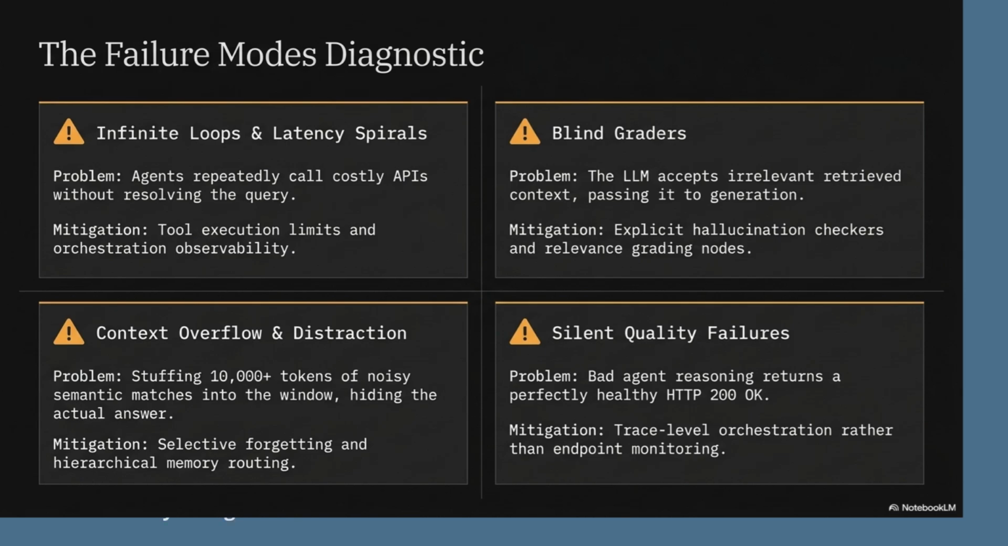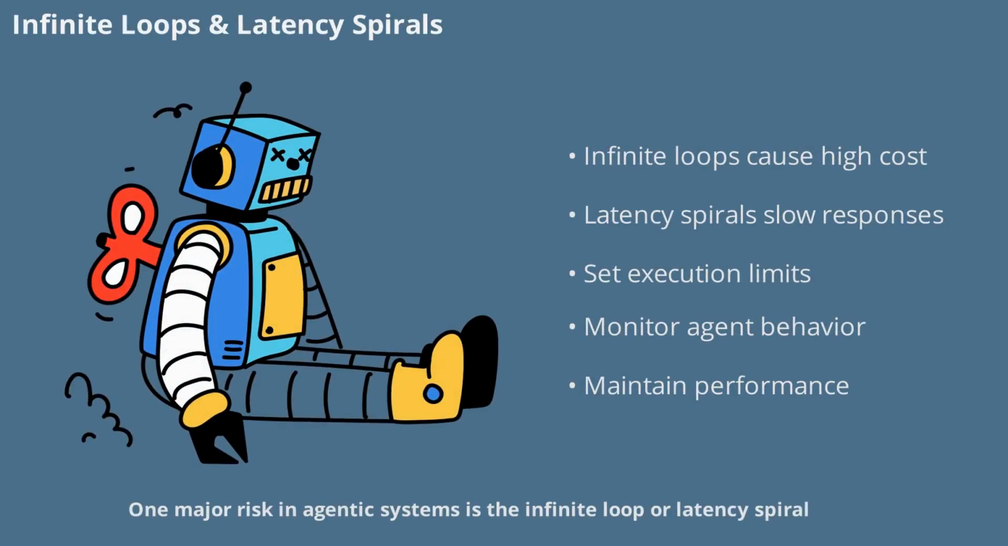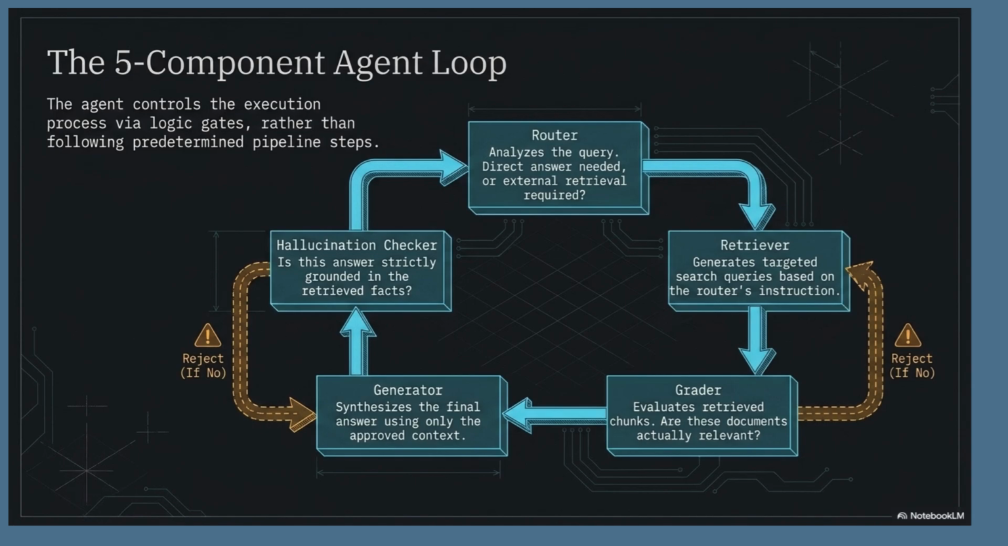One major risk in agentic systems is the infinite loop or latency spiral. This occurs when agents repeatedly call expensive APIs without resolving the query, leading to runaway costs and slow responses. The solution is to set tool execution limits and implement orchestration observability. By monitoring agent behavior and enforcing limits, you can prevent these spirals and maintain predictable performance.